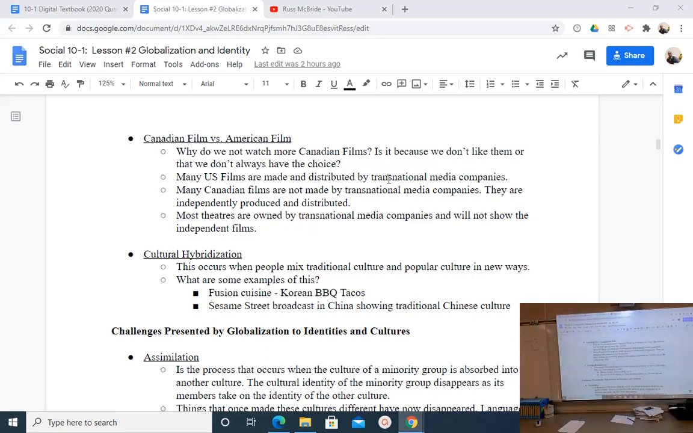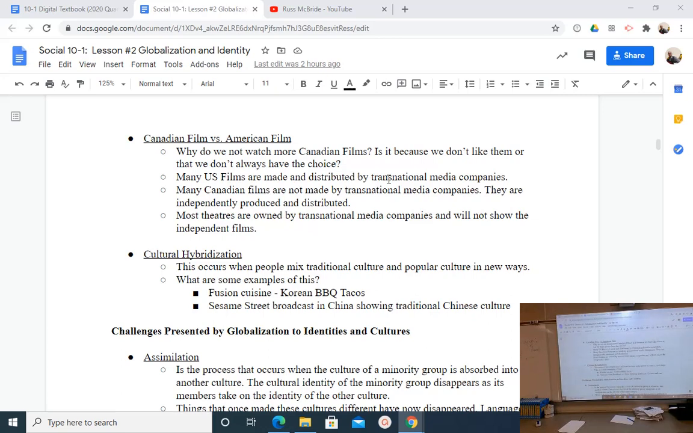And culture doesn't just have to be food, it can be performance, it can be music, it can be dance, and sometimes it can be amazing things. Sesame Street broadcast in China showing traditional Chinese culture. So instead of Sesame Street broadcasting in China and still pretending to be filmed in New York City, it's Sesame Street, but it's Chinese Sesame Street. So it's a fusion of cultures. So cultural hybridization is another possible consequence of globalization, that you might have things come together and create something new.